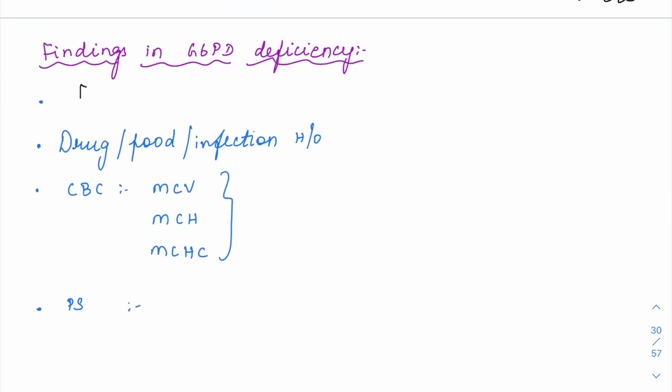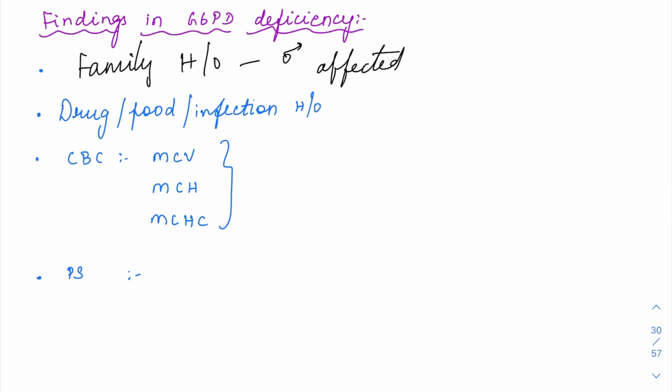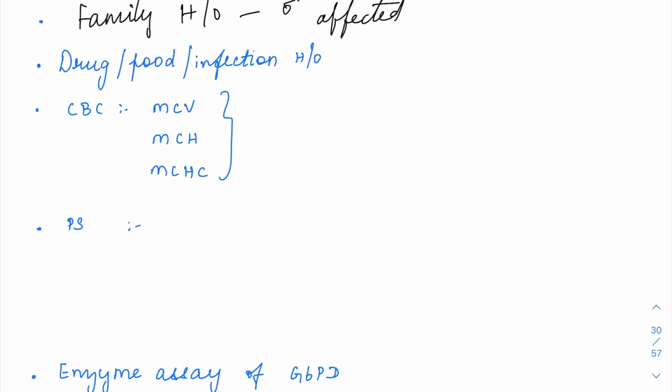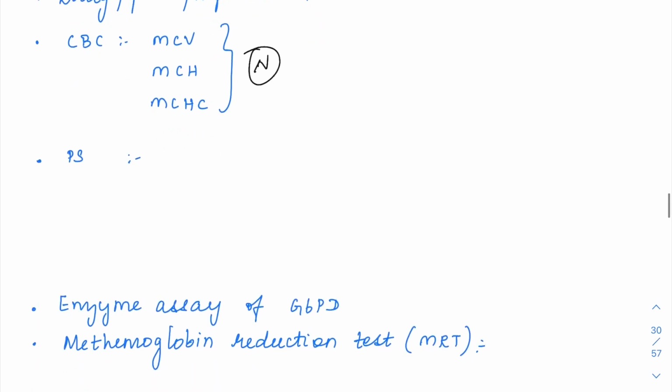So what are the findings in G6PD? Here again you can get a family history. Being an X-linked recessive disorder, you can get a history wherein males of the family are affected. And then we have drug history. You can elicit a drug history or intake of fava beans or any infection history. All of this can give a clue to G6PD deficiency. And on CBC, the RBC indices are usually normal, but when there is lots of spherocyte formation, the RBC indices can change accordingly.